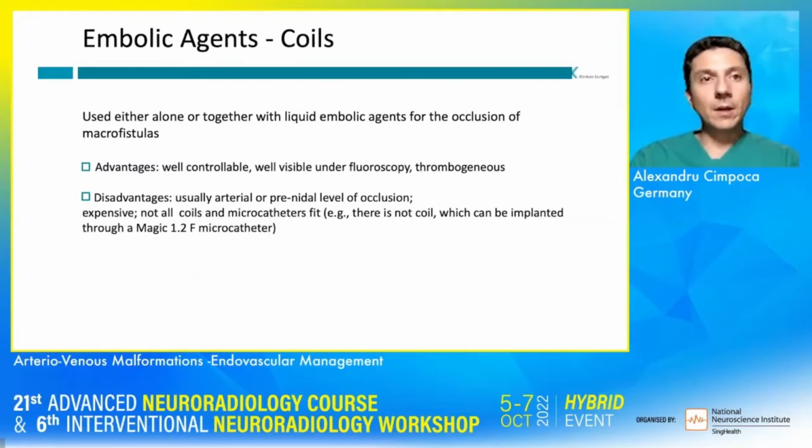Coils, we practically don't use alone. We use them in combination with glubran, with NBCA. We use them to slow down the flow through the AVM to be able to use the liquid embolic agent in a controlled manner afterwards.